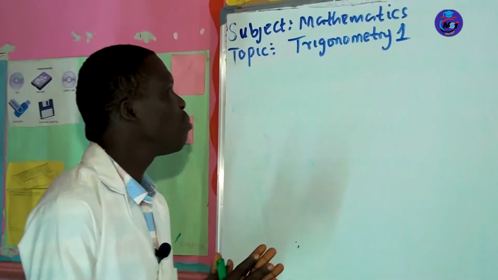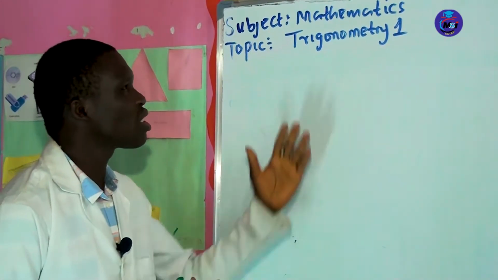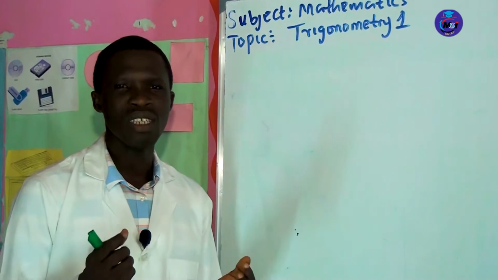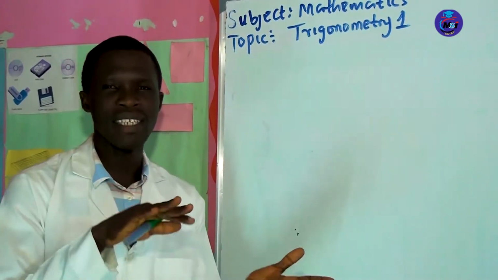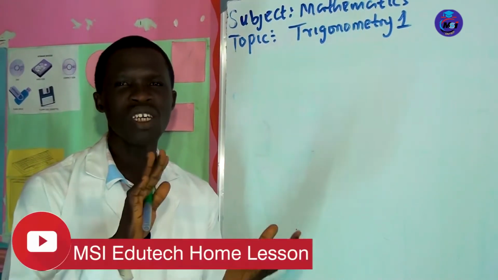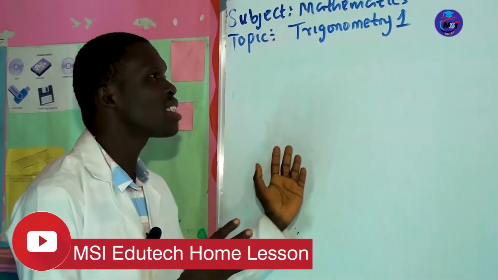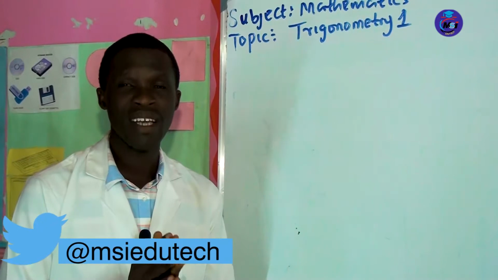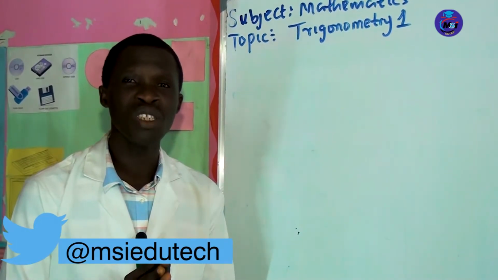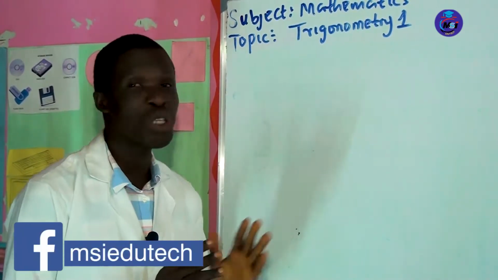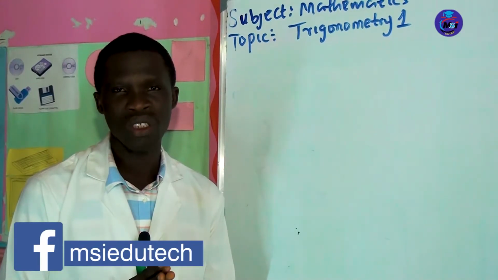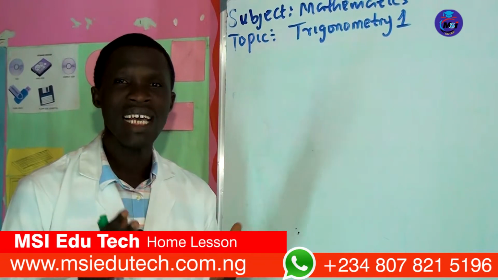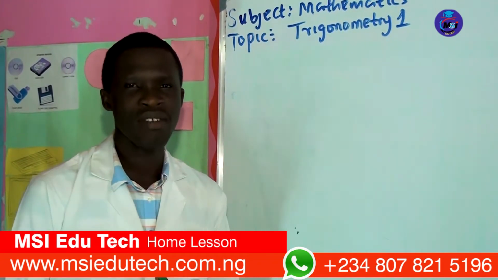Now, before we go deep into this topic, I need to explain a topic called Pythagoras Theorem, because Pythagoras Theorem and Trigonometry work together. If you find Pythagoras Theorem very difficult, you will find Trigonometry also very difficult. So in order for you to flow along with me in this class, I need to explain Pythagoras Theorem.